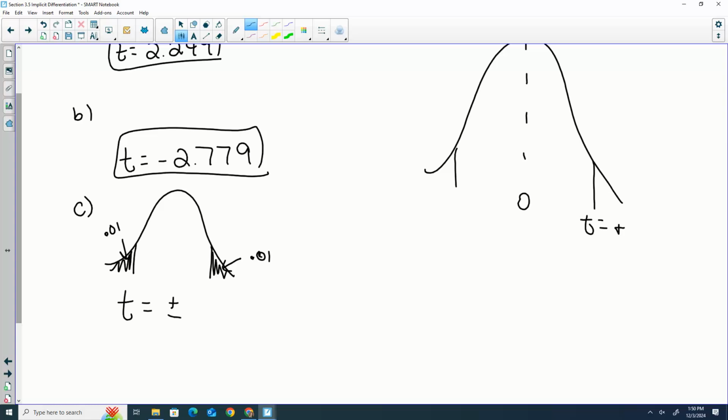Yeah, you just do 0.02, or sorry, it was 0.2, wasn't it? 0.1. So we have 0.2 total, but we split it into two tails. So 10% in each one. What is my degrees of freedom? Any issues reading those from the table or understanding those?